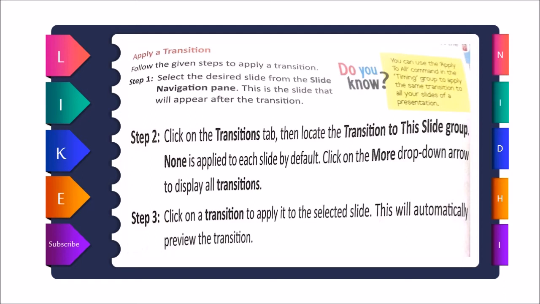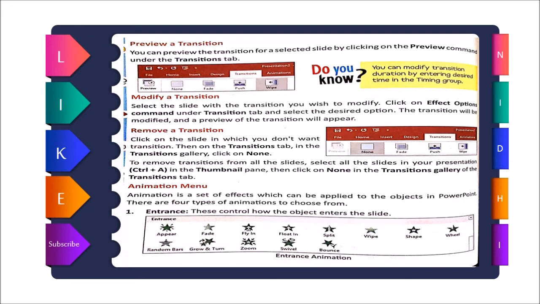Transition is how slides are changing, and animation means applying effects on the objects. Okay, next is how we can preview a transition. We can check the transition that we have applied on a selected slide by clicking on the Preview command. The Preview command is present on the Transitions tab, that you can see here also. Okay, this is the Transitions tab that is having Preview, None, Fade, Push, Wipe. So these are the options.